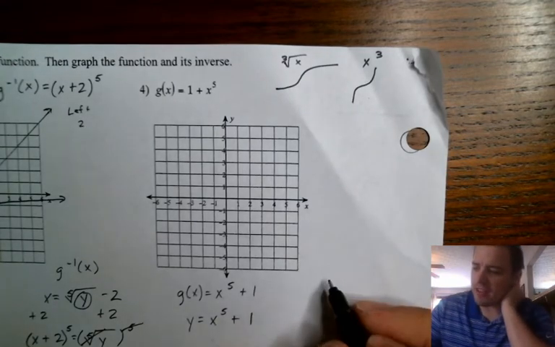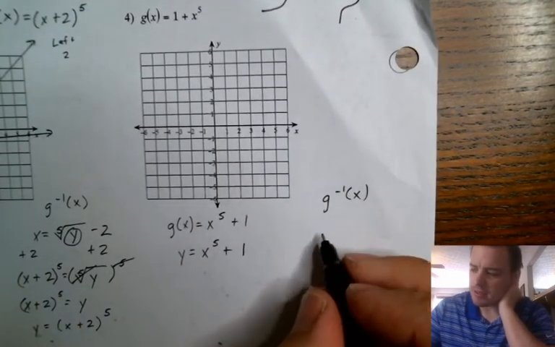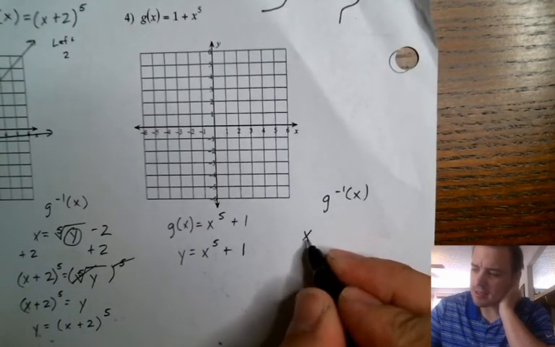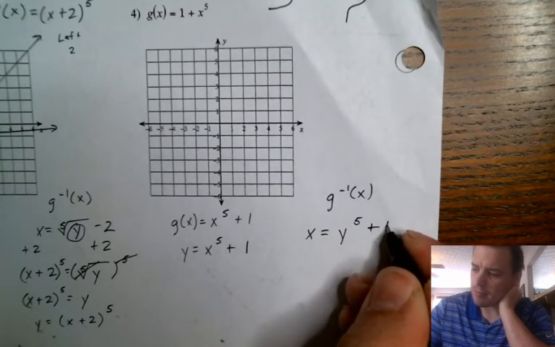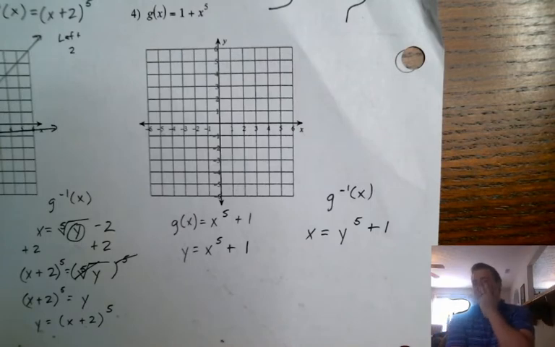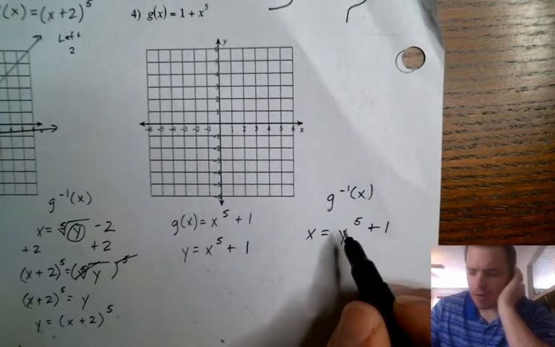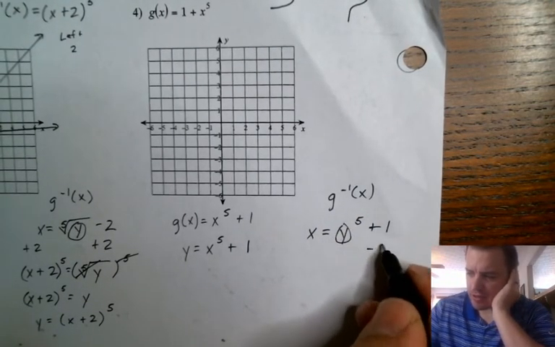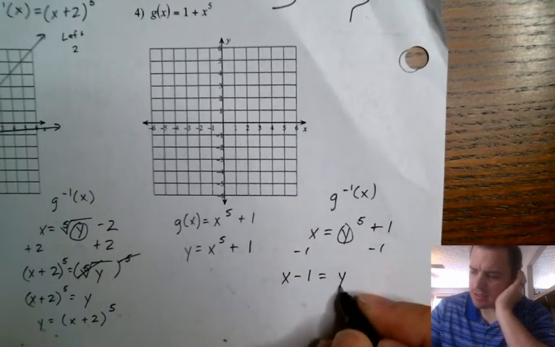So, in order to find the inverse, guys, what we want to do is just switch x and y. So we say x equals y to the 5th plus 1. From here, we want to isolate this y right here. So first step is subtract that 1. So x minus 1 is equal to y to the 5th power.